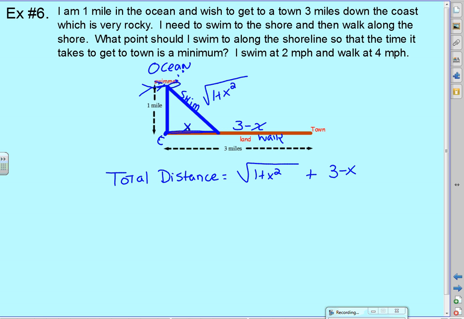And I want to get there the fastest. I want to minimize time. So it appears to me this is really going to be the helper equation. And our primary equation is going to deal with time.